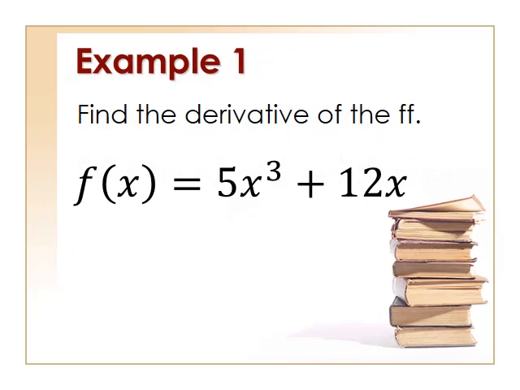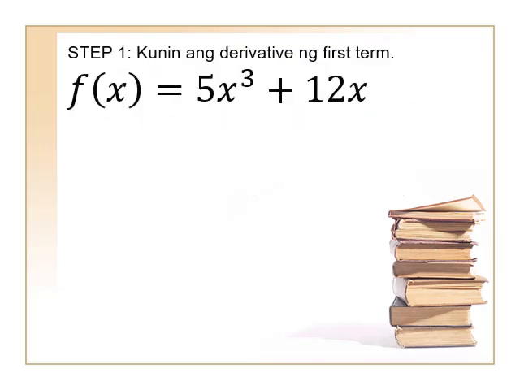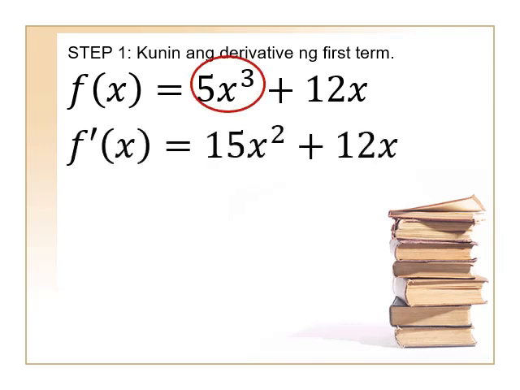Okay, so for example, find the derivative of f of x equals 5x cubed plus 12x. Okay, so we'll do it in a step-by-step process. Okay, so step 1, kunin muna yung derivative ng first term. So yung first term natin is 5x cubed. Okay, so ano ba gagawin natin dito? So, yung natutunan natin from the last lecture. So, magiging 3 times 5, kaya dito naging 15. And then, 3 minus 1 equals 2. Ayan, kaya naging 15x squared.